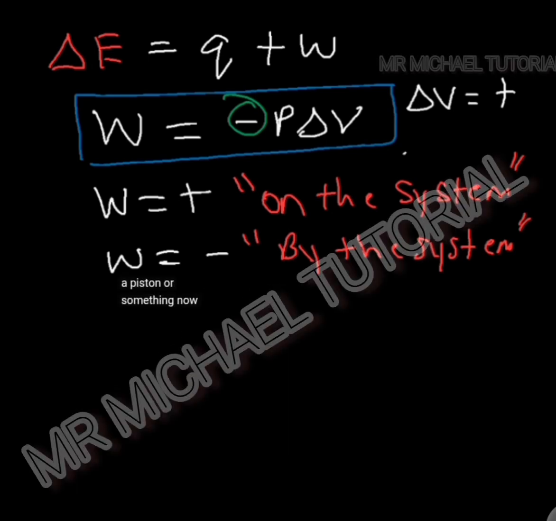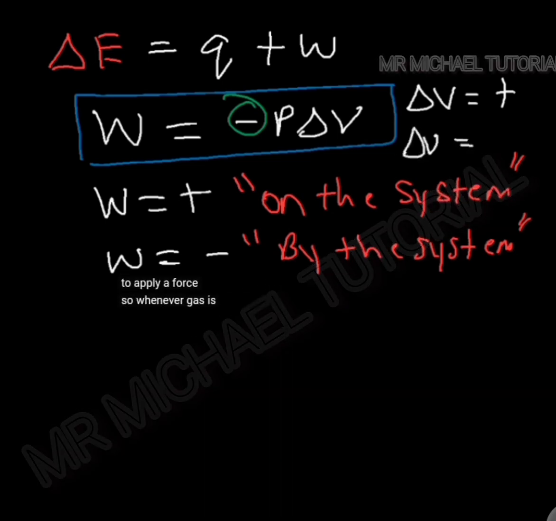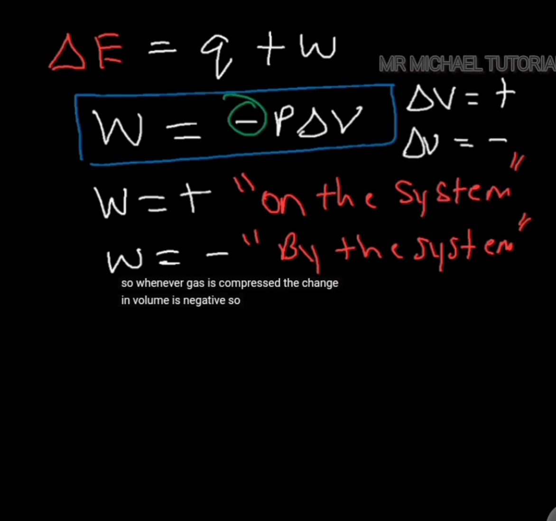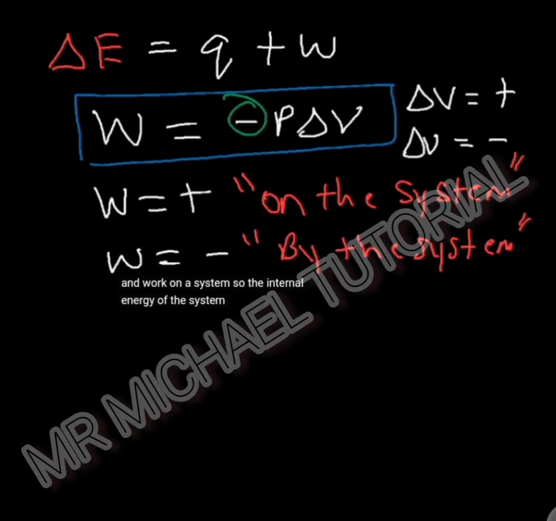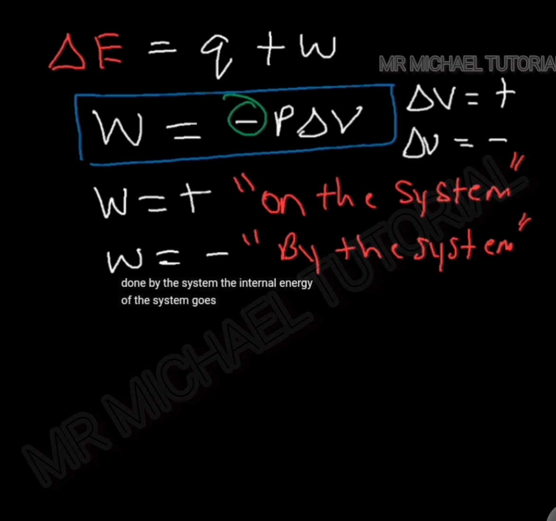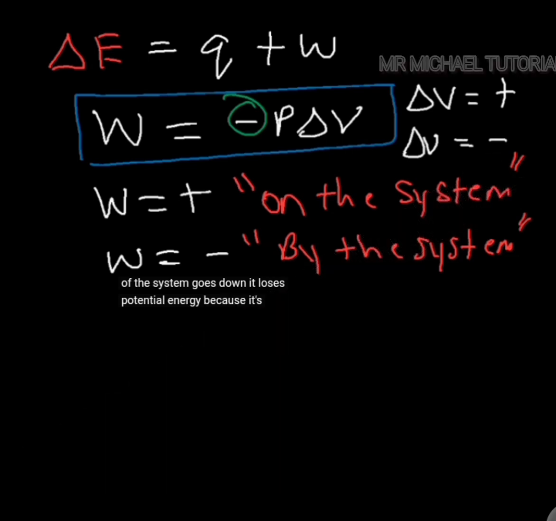Now, to compress a gas, you need to apply a force. So whenever a gas is compressed, the change in volume is negative, so the work overall is positive. As you apply a force to compress the gas, you're performing work on the system. So the internal energy of the system goes up whenever you do work on it. But whenever the system does work, or whenever work is done by the system, the internal energy of the system goes down. It loses energy because it's using up energy to do work.